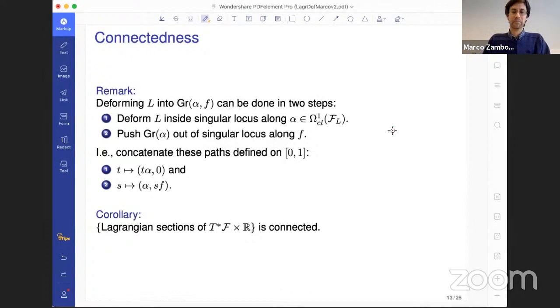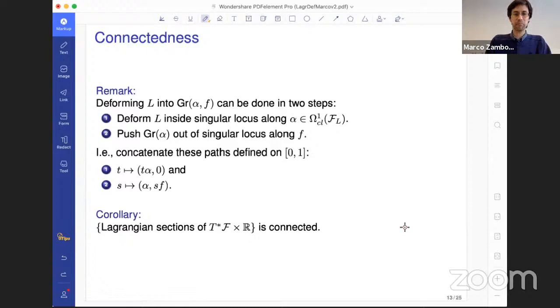Then you can see that, given a Lagrangian section alpha comma F, deforming L, which is the zero section of our vector bundle, into here, can be thought of as a two-step process where you first deform L along alpha. So you stay inside the singular locus, and then in the second step, you go out of the singular locus by following F, by pushing out the graph of alpha following F. So here I tried to write it in a different way. So this is the concrete path of Lagrangian sections that starts at zero and ends at alpha comma F.